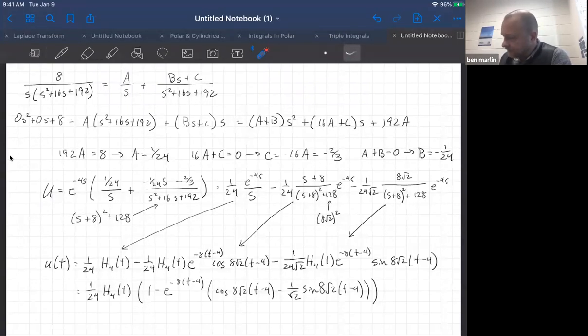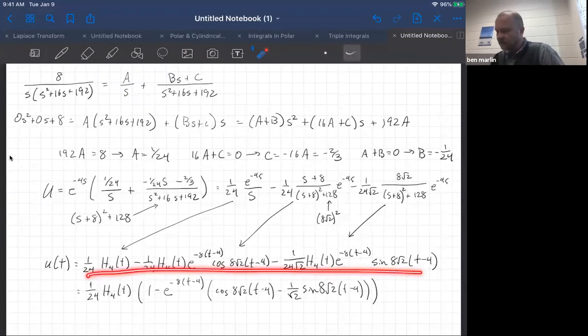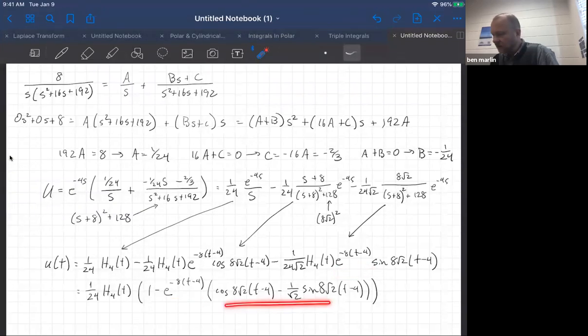So anyway, taking a look at this whole long string of stuff here, you can see there's a 1/24 that's a factor of the whole thing. So let's put that out front. There's an e to the minus 4s that's a factor of the whole thing. Put that out front. Once you do that, then you can see that we've got a 1 here. And then you can see in this piece, you've got the e to the minus 8 t minus 4 stuff. And that appears in this as well. So we'll factor that out. And we'll have a cosine and minus the 1 root 2 times a sine.